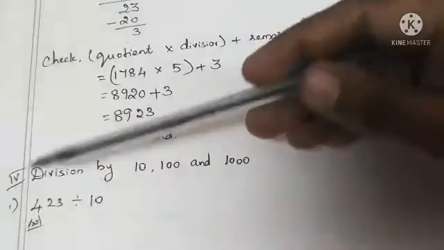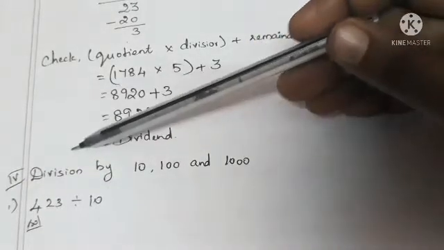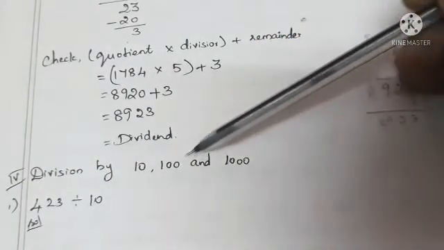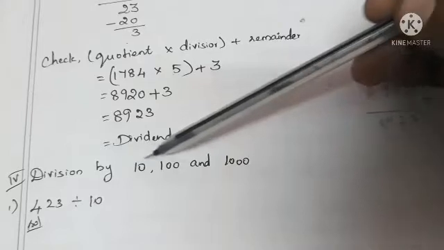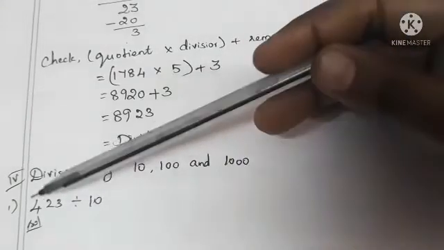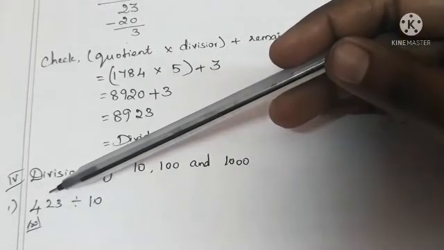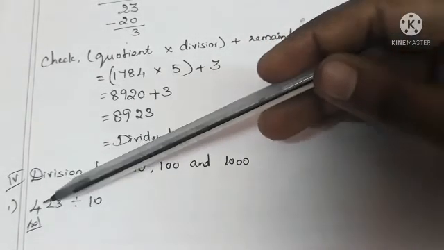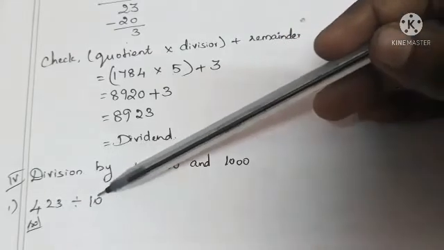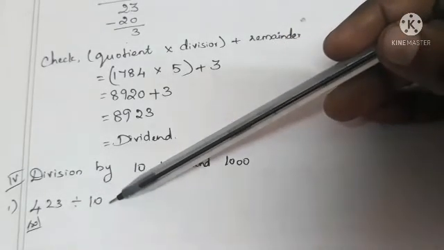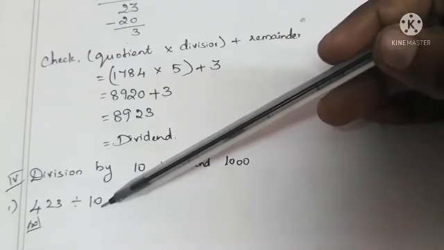Okay. Next we are going to see Roman number 4, division by 10, 100 and 1000. So look at the first question. Here we have the dividend as 423. Dividend is what? 423, and the divisor is 10. Look at the divisor. It's a 10, isn't it?